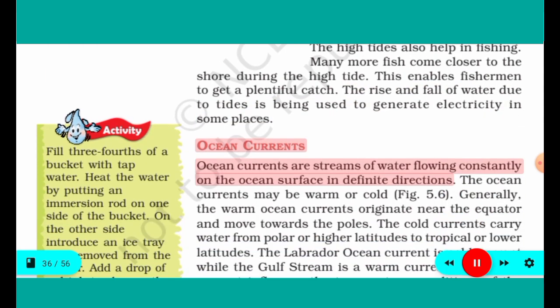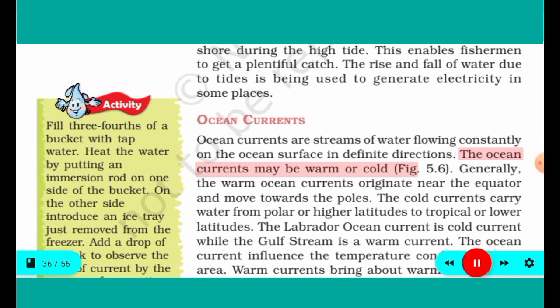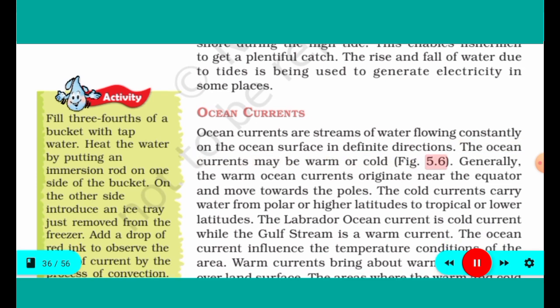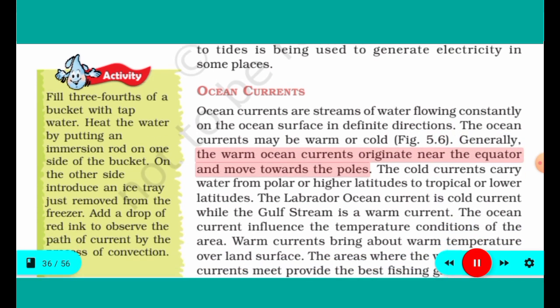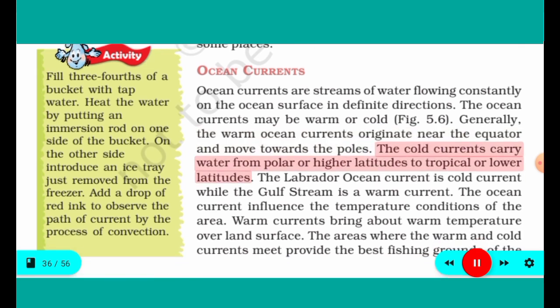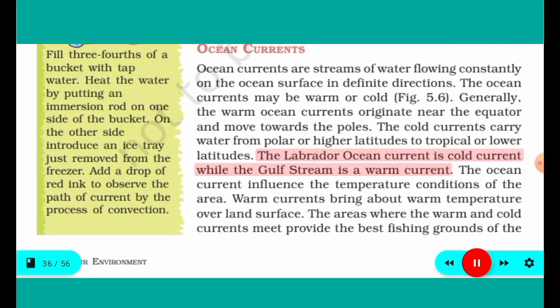Ocean currents. Ocean currents are streams of water flowing constantly on the ocean's surface in definite directions. The ocean currents may be warm or cold, Fig. 5.6. Generally, the warm ocean currents originate near the equator and move towards the poles. The cold currents carry water from polar or higher latitudes to tropical or lower latitudes. The Labrador Ocean current is a cold current while the Gulf Stream is a warm current.